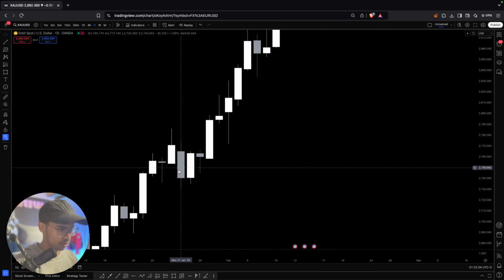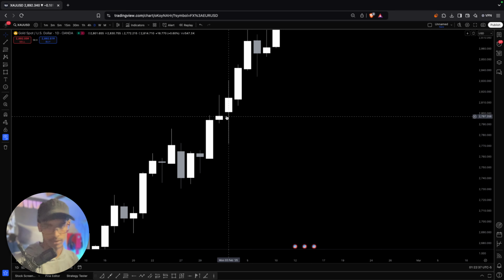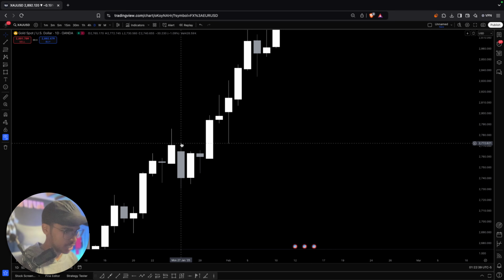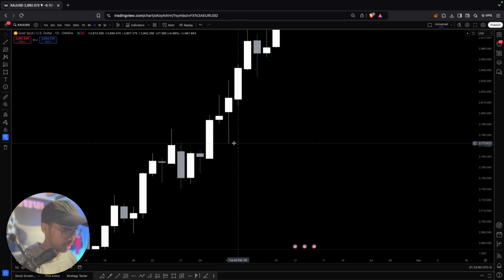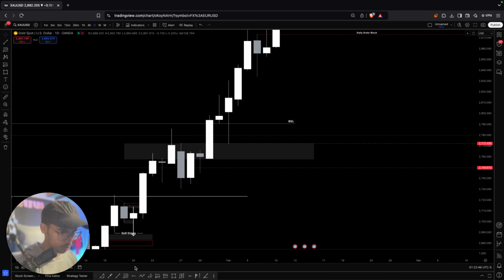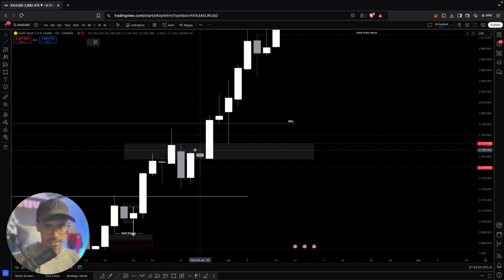This is a down close candle, right? It's acting as an order block in the up close candle series. Can you see the high and the low of this down close candle, and how well price is reacting at this level? It is respecting the order block.